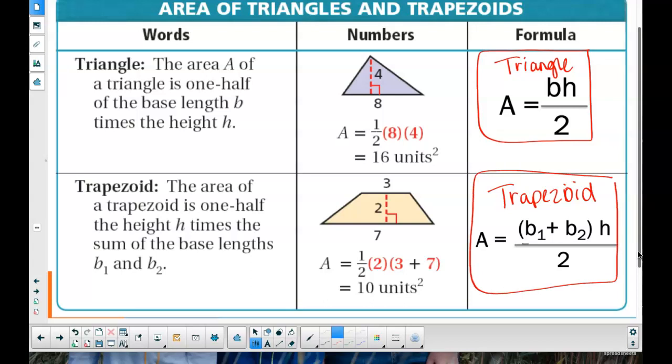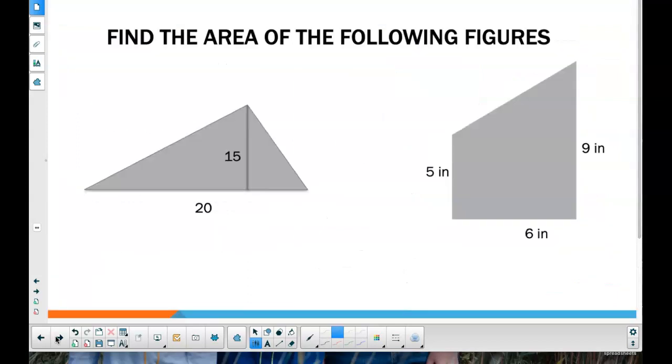Okay, so let's try to use these formulas a couple times to make sure we know how they work. Okay, this first shape is obviously a triangle. On your paper, I want you to write area A equals B times H divided by 2. If we start with the formula, we can't get it wrong. It gets pretty hard to get wrong. That is the formula for a triangle.